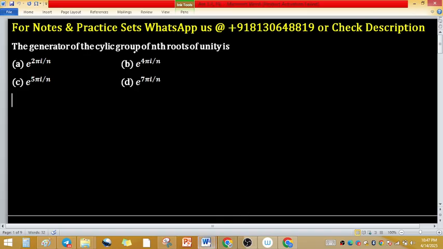The generator of the cyclic group of nth roots of unity is given by the nth roots of unity. In equation form, we can write the group as all those x belonging to G such that x is a root of this equation. The roots of this equation are the nth roots of unity, and this set forms a group with respect to multiplication.